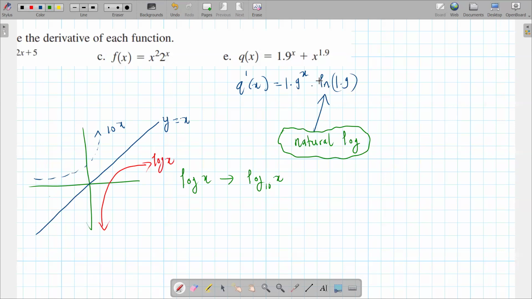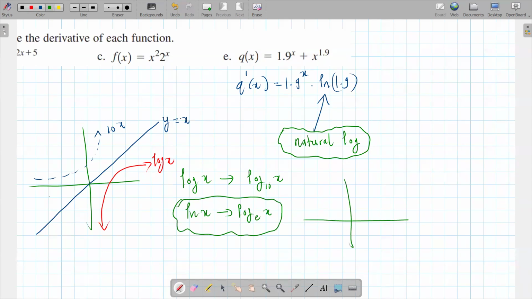Ln of x is the inverse of e power x. You can also rewrite this as log base e of x. We don't do this, but this is what it actually means. It is the inverse of e power x. And again, it's an exponential function, so it's always going to look like this. It's going to go through the y-intercept of 1, which means the inverse function, when you reflect it on this 45-degree line, y equals x, the angle here is going to be 45.